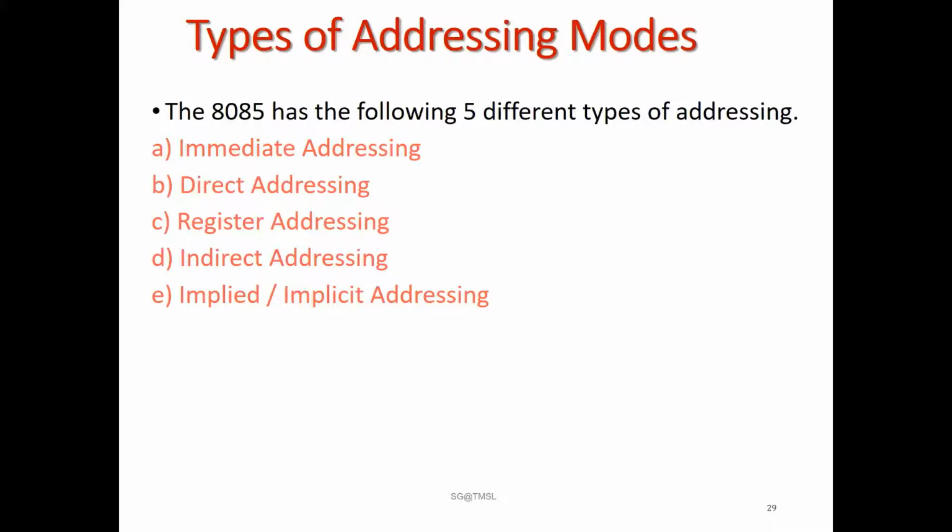Now 8085 has the following 5 addressing modes: immediate addressing, then direct addressing or memory direct addressing, then register addressing, indirect addressing, and the last one is implied or implicit addressing. I will discuss them one by one. So the first one is immediate addressing.